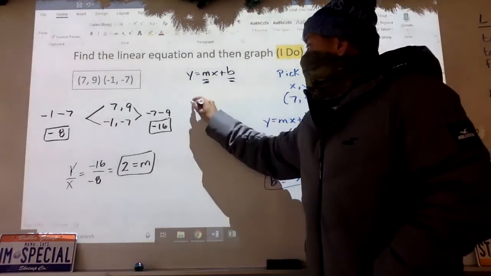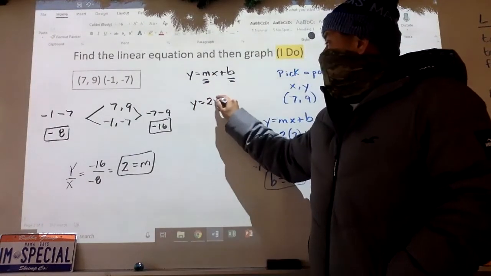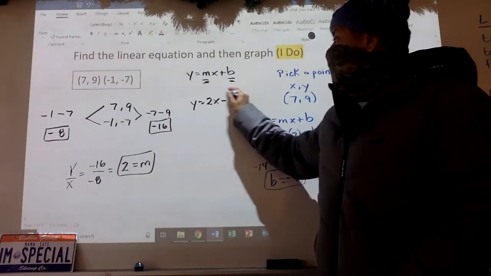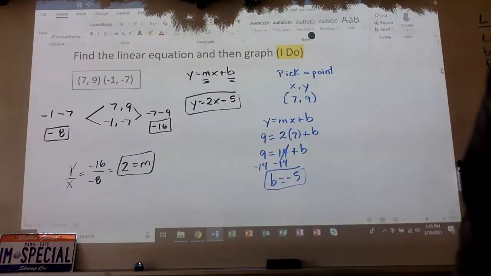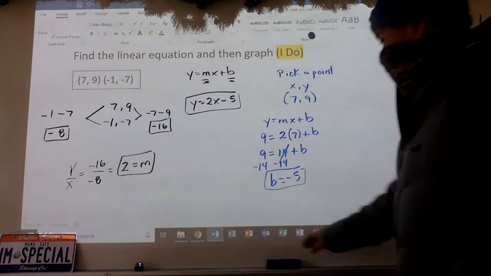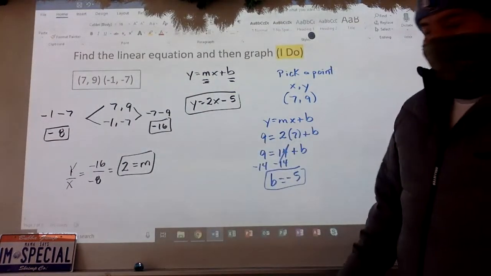equation. So y equals, replace the m, 2. Replace the b, -5. That is your answer. That is your answer. That's how you do them. Now I will do a different one. So first, find slope. Find the m, then find b.